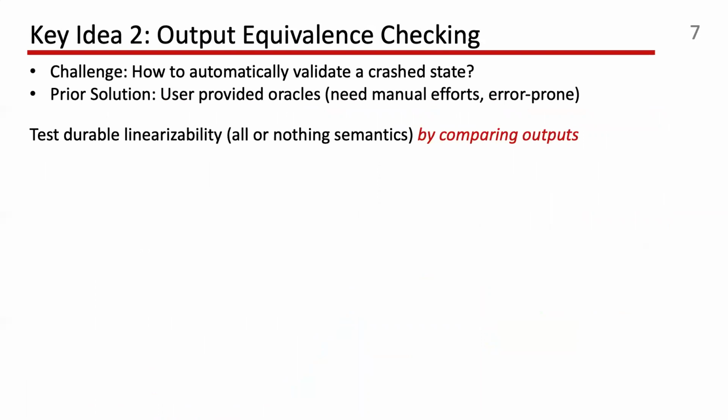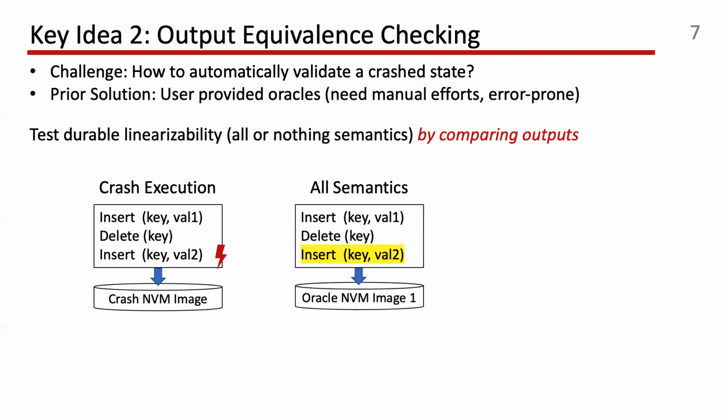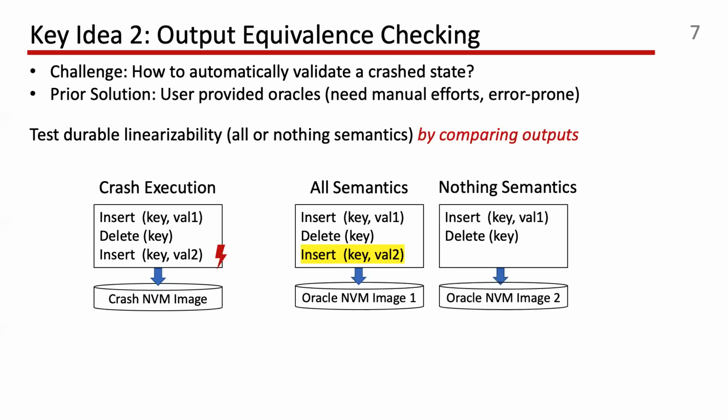Durable linearization means upon a crash, an NVM program should behave as if the crashed operation is either all or nothing. Let's use an example to illustrate. Suppose we have a crash execution with 3 operations: insert key with value 1, delete key, then insert key with value 2. The crash happens at the 3rd operation. All semantics means that all 3 operations have been successfully completed. Nothing semantics means that the first 2 operations have been successfully completed, but not the 3rd one.